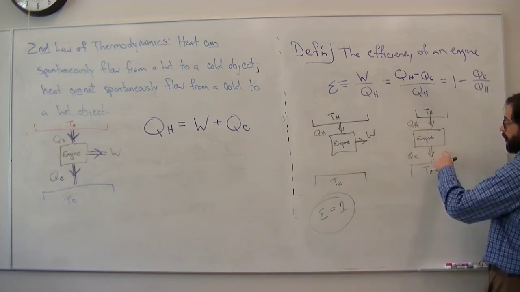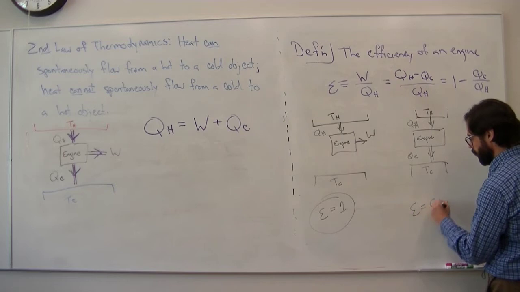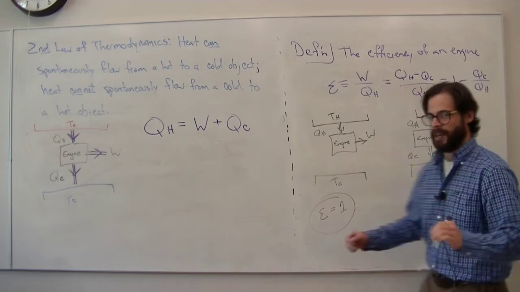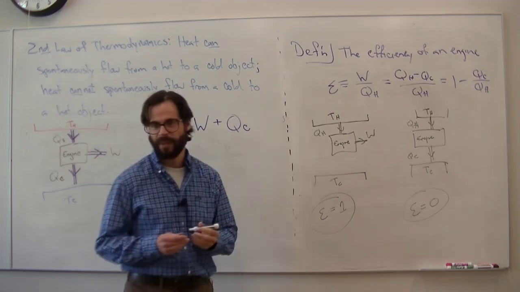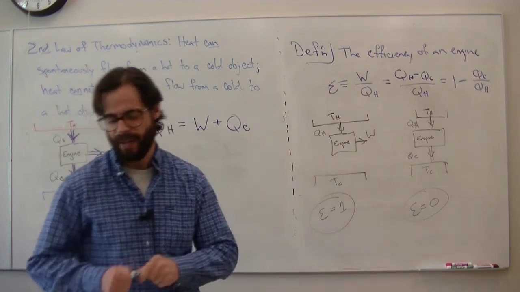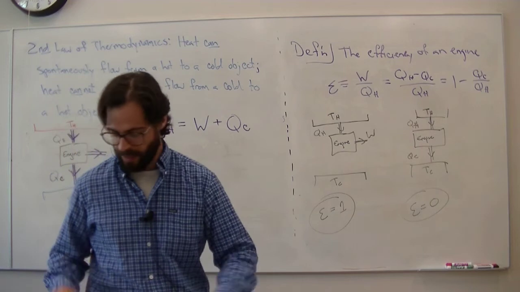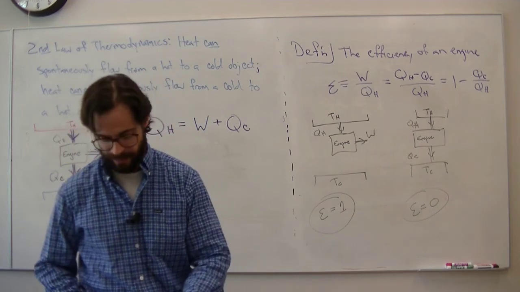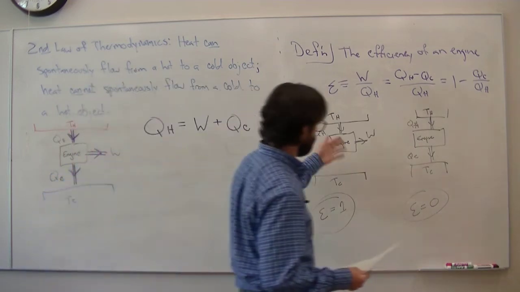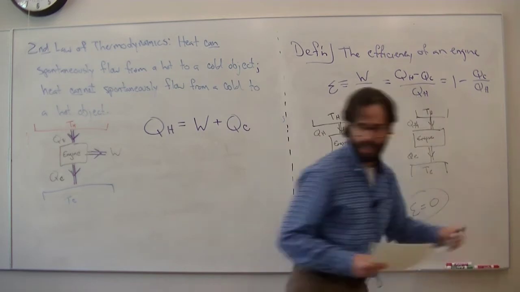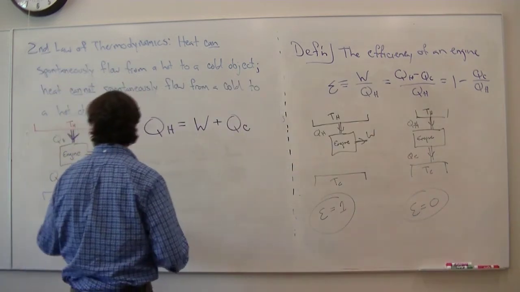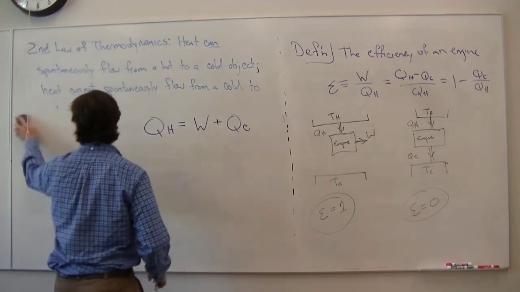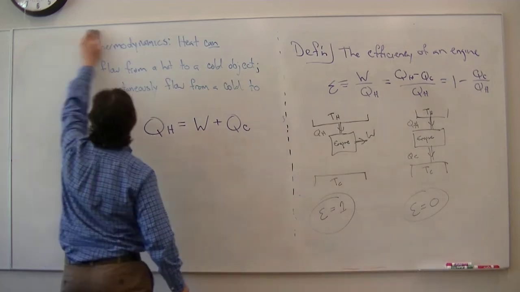And in this case, we're doing no work whatsoever, so this would be an efficiency 0 engine. These are as good or as bad as you can get. When we talk about coefficients of performance for refrigerators, they're not bounded by 0 and 1, unfortunately. So it's less of a useful, less of an easy definition to use. But for engine efficiency, 0 to 1, max and min.